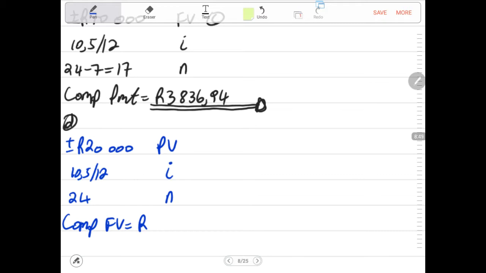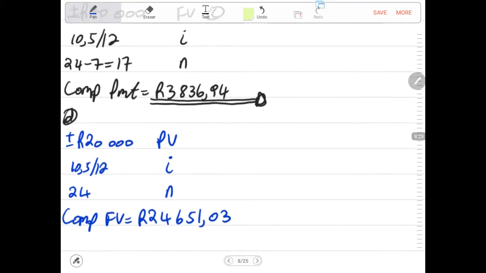So now we say plus minus 20,000 rands. Don't forget second function alpha 00 to clear the memory. Plus minus 20,000 is the present value, 24 is N, 10.5 divided by 12 is our interest. Compute future value. So at the end of 24 months, they will have 24,651 rand 3 cents, which is the amount that will be in the account after 24 months, based on the 20,000 of the initial deposit that they wanted.